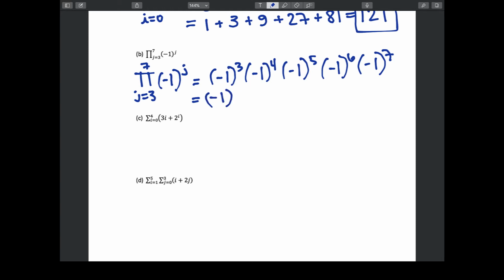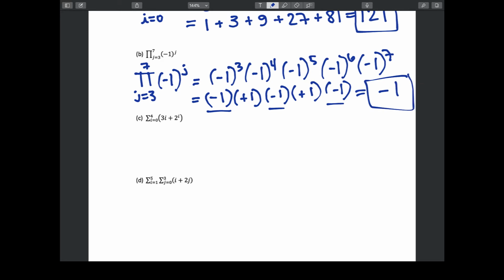But -1 cubed is -1 times -1 times -1. And when the parity is odd, we'll see that's -1. But -1 to the 4th, that's just +1, because -1 times -1 is positive. Do that twice, you get back to positive. -1 to the 5th is negative. -1 to the 6th is positive. And -1 to the 7th is negative. And so if we take a look, we've got 1, 2, 3 negatives, which is a negative. And so our final product is -1.